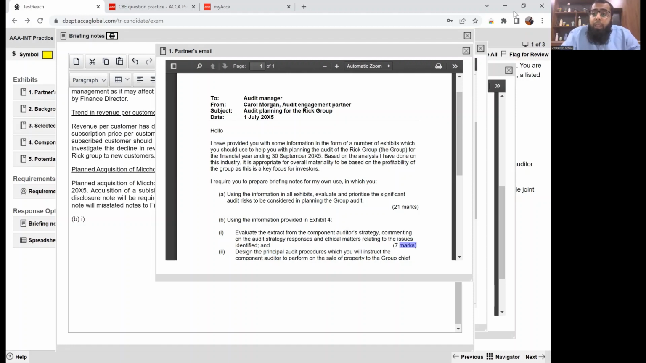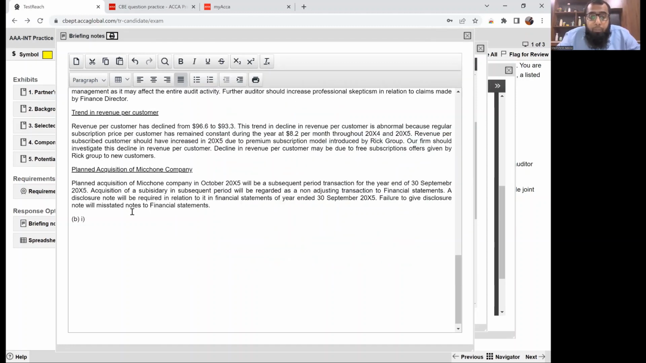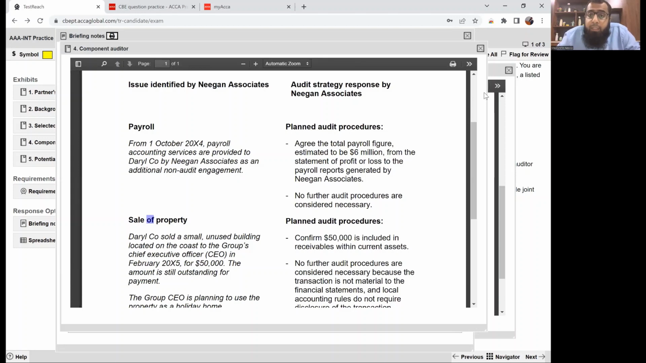So, part B1, evaluation of component auditors audit strategy. Okay, so now we are moving towards part B1. I hope that you people are understanding.